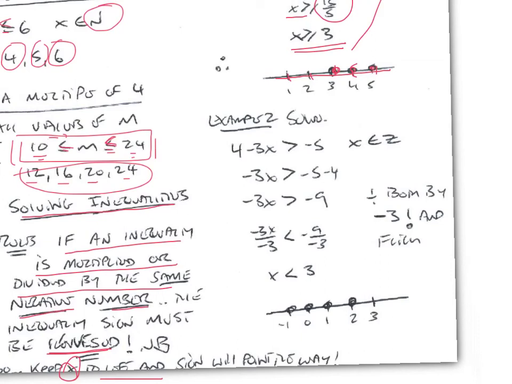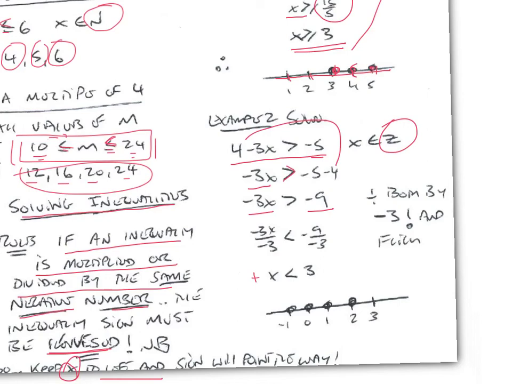Second example, solve 4 minus 3x is greater than minus 5. We're talking about integers, we're going to use dots. These are the whole positive and negative numbers. So minus 3x is greater than minus 5 minus 4. Minus 3x is greater than minus 9. Now let's divide both sides by minus 3, because we want x to be positive at the end. We want our value on this side to be positive.